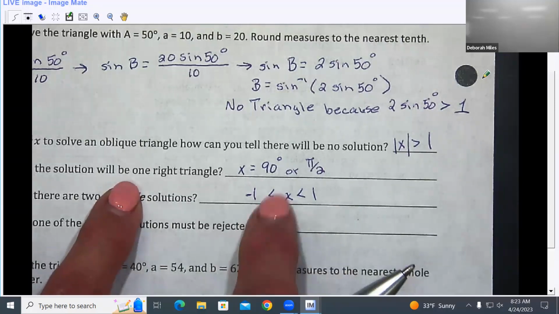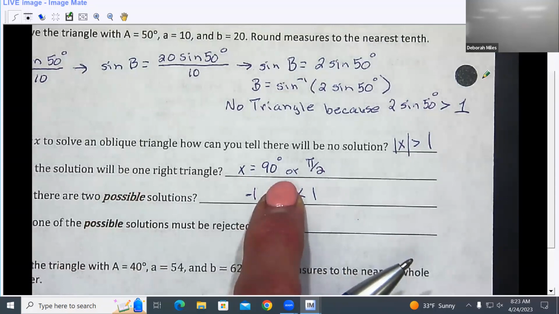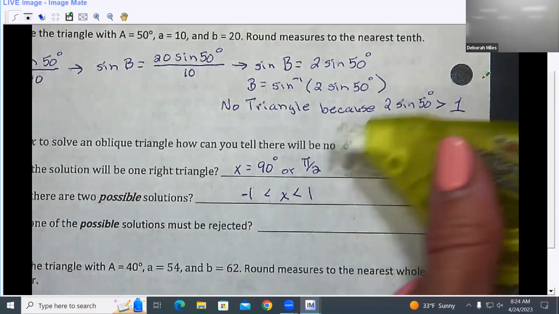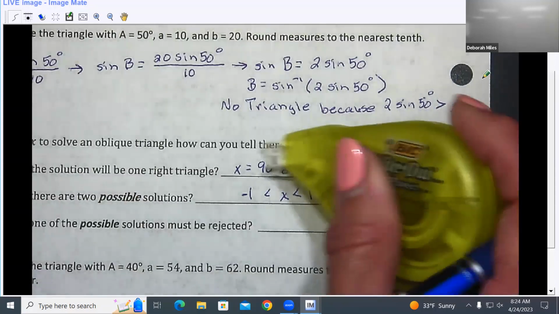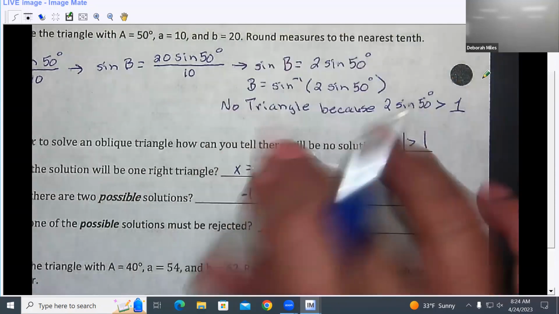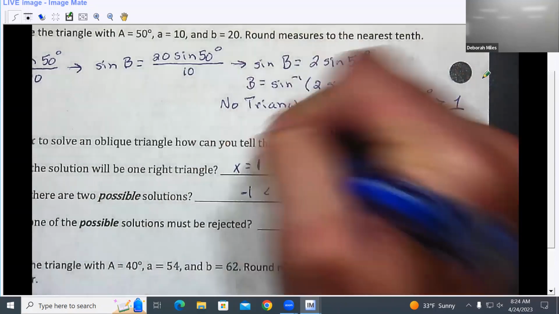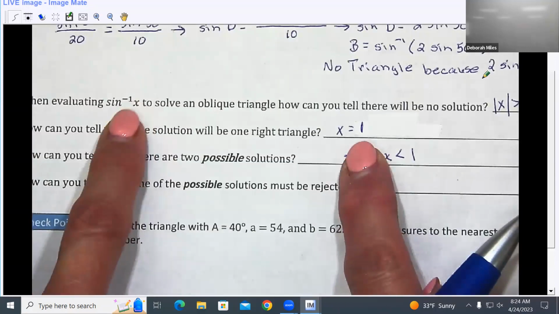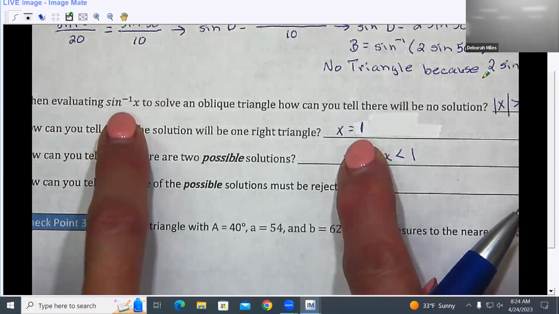And this may have been what was bugging you. I didn't mean when x is 90 degrees or when x is pi/2. I meant when x is 1. The number that we're taking the inverse sine of is 1, then we're going to get one right triangle.